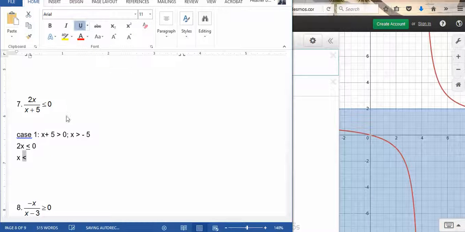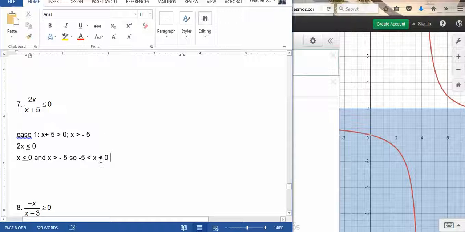So look at what I've got here. I've got x is less than or equal to 0, and the part for case 1, the denominator being positive, is also true: x is greater than negative 5. So at what numbers are you greater than negative 5 and less than 0? We can write that combined so that x is between negative 5 and 0. It could be equal to 0, so I'll underline that one. That's case 1.